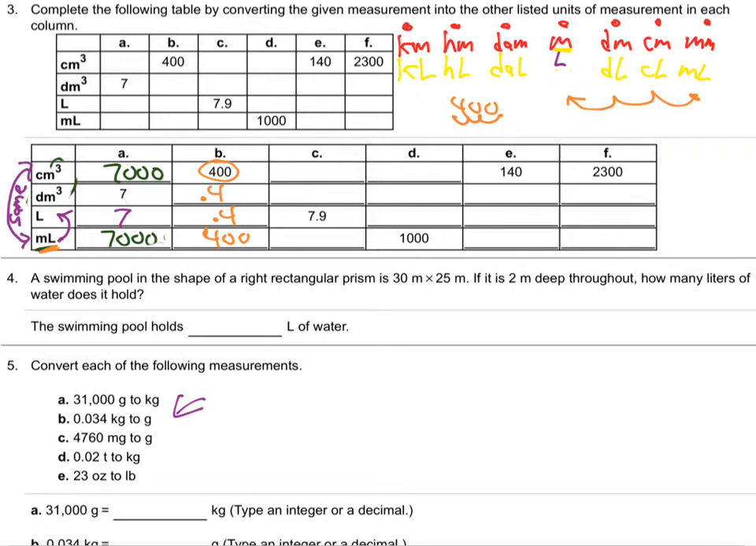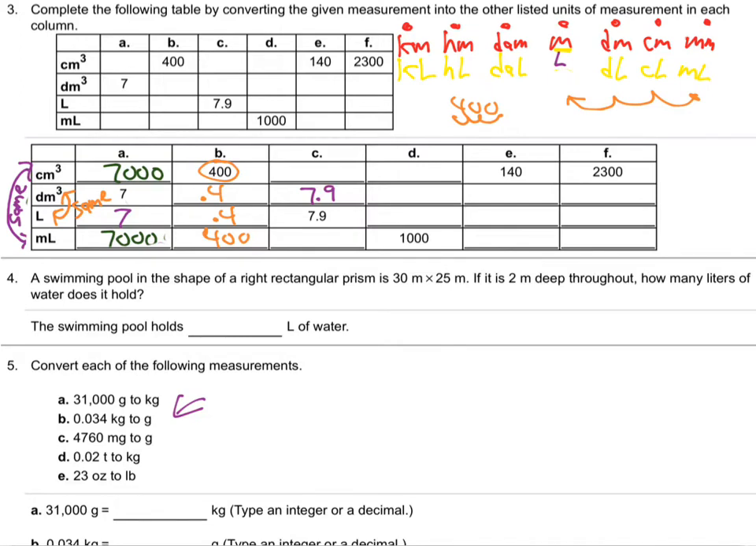So let me erase this. Those outer two are going to be the same as each other, and these inner two rows are always going to be the same as each other. Okay, so that's nice. So now, 7.9 here, 7.9 there. The two middle ones are always the same.